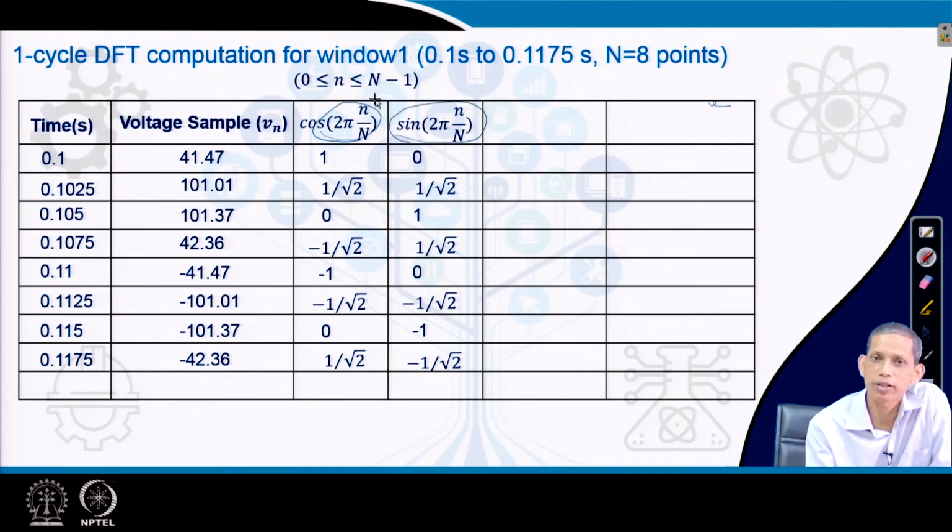The small n corresponds to the sample number, and capital N is the number of samples per cycle, which in this case is 8. So if you substitute values of n from 0 to N minus 1, n equals 0 means cos becomes 1 and sine becomes 0, and then for n equals 1, we have 2 pi times 1 divided by 8.